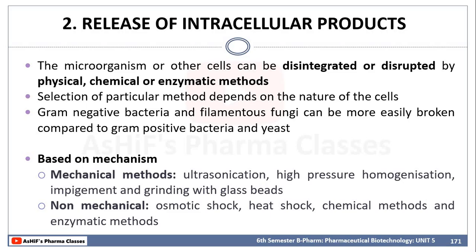There are two types of classification for release of intracellular products. First one is physical, chemical and enzymatic. Second one is whether it is mechanical or non-mechanical. If we are using any kind of mechanical equipment like ultrasound, high pressure homogenizer, impingement or grinding with glass beads, we are using some kind of mechanical force to separate the intracellular products. That kind of release is known as mechanical method.